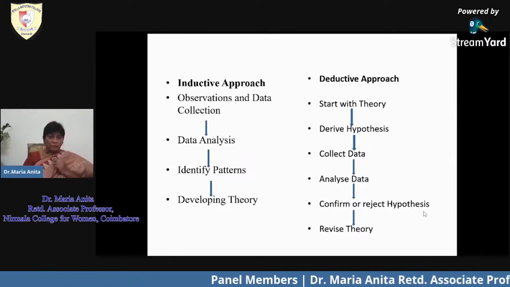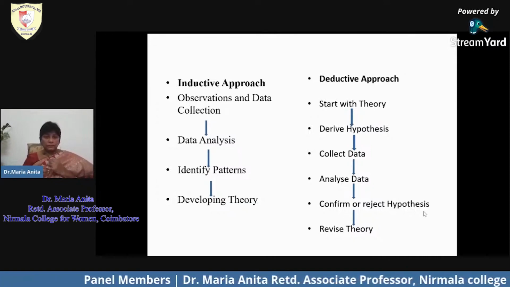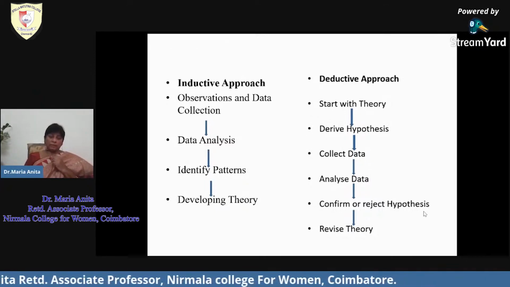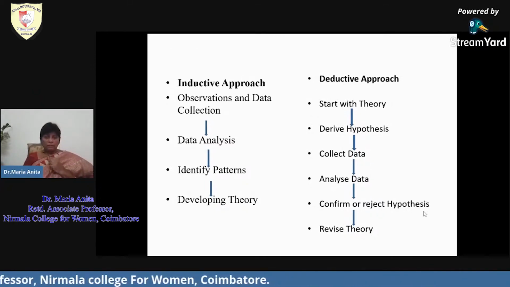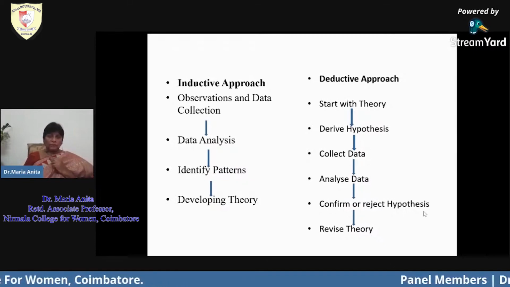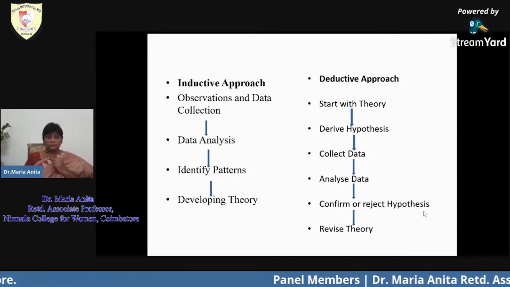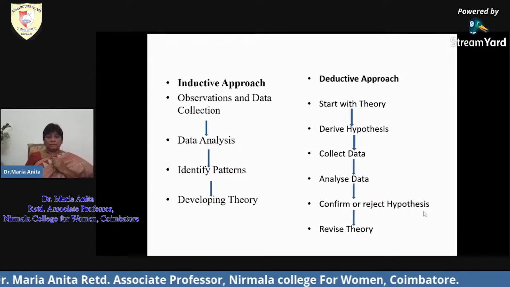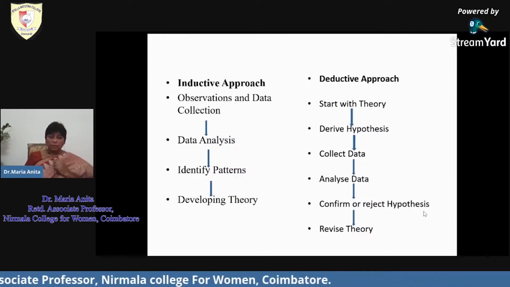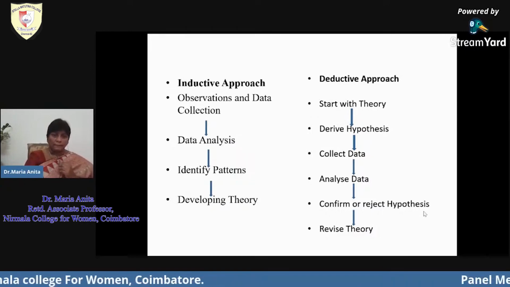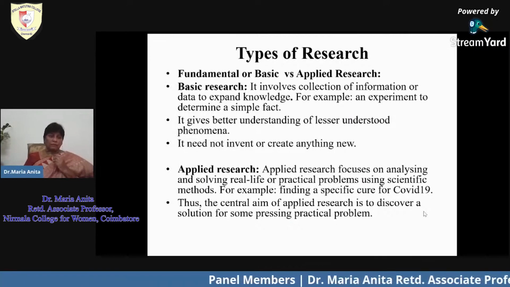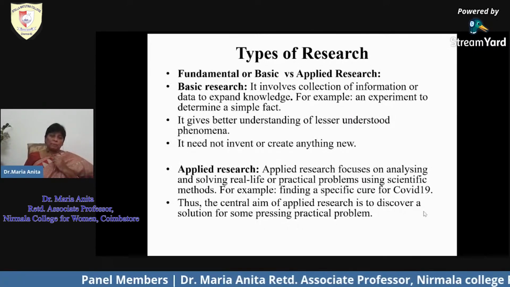So in the first case, in inductive research, you observe, collect data, analyze it, then identify patterns, and finally you develop a theory. In the other method, it's the other way around. You start with a theory, you derive a hypothesis, then you analyze the data that you've collected, then you understand whether the hypothesis can be accepted or rejected, and finally you can revise the theory or hold good what you have started with. So you're just making it established and more concrete. Those are the two approaches in research.